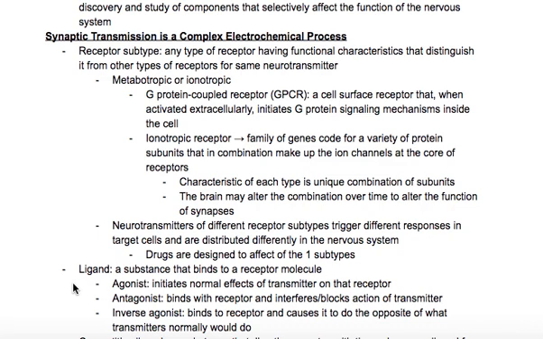These G protein coupled receptors are a cell surface receptor that, when activated extracellularly, initiates G protein signaling mechanisms inside the cell. So it's a slower process for metabotropic, while ionotropic is associated with a family of genes that code for a variety of protein units that in combination make up the ion channels at the core of the receptors. A characteristic of each type is a unique combination of subunits, and the brain may alter the combination over time to alter the function of their synapses. Ionotropic receptors are directly associated with an ion channel, so they're a lot faster, and they're a lot simpler than metabotropic receptors.